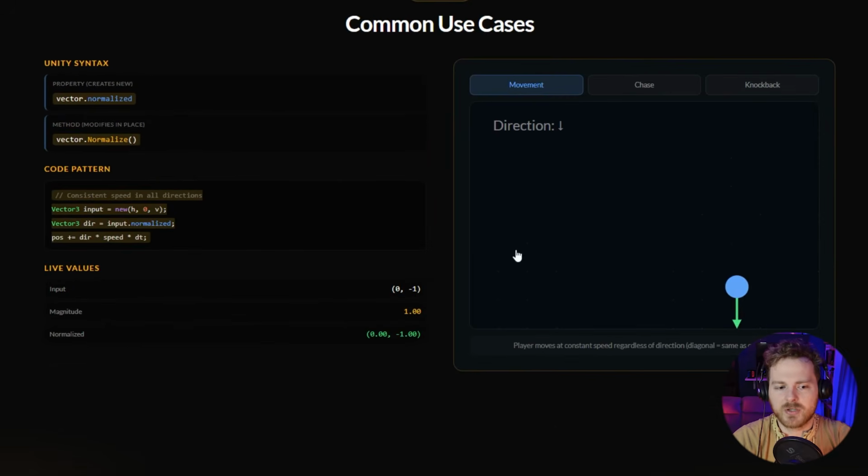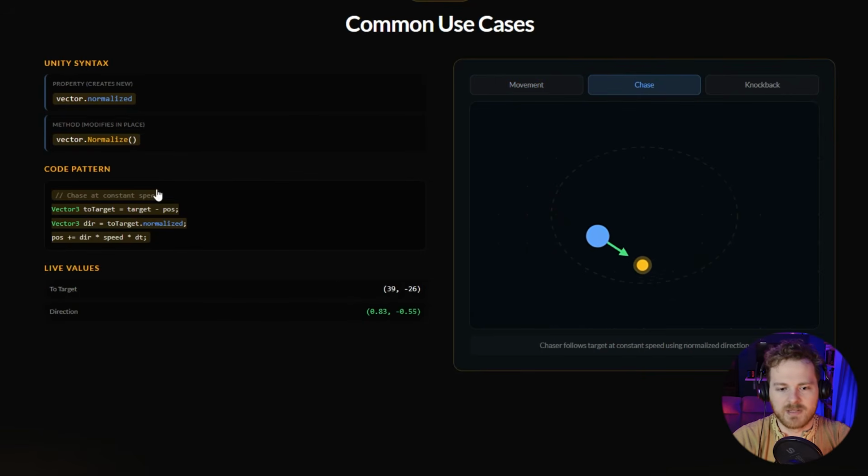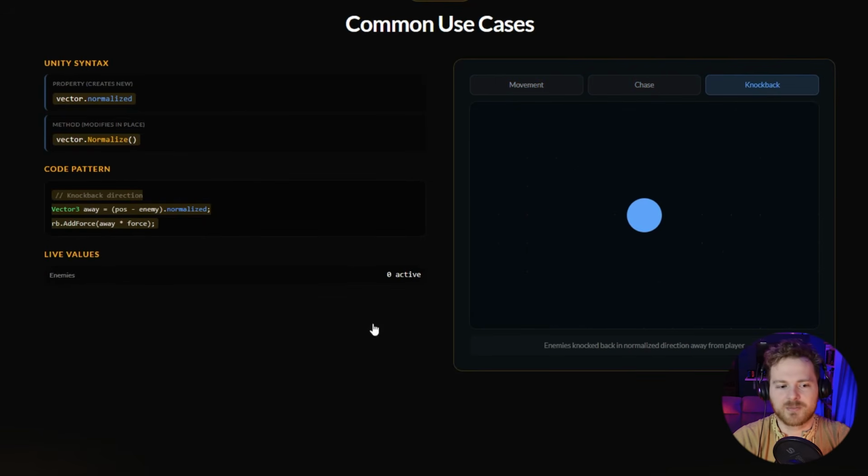So for each of those we have this nice, whoops, the agent did something crazy. Probably it's not initialized correctly, but it doesn't matter. You see ultimately it moves as expected, and you can see the snippet of code over here. This one has a snippet over here, and the knockback has a snippet over here.